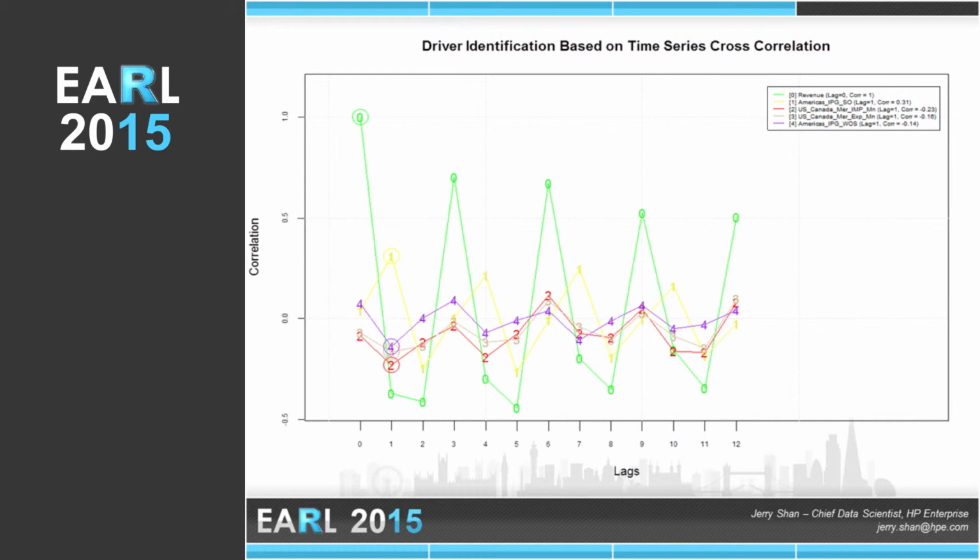So green, I have put a label. That label is 0. So this is revenue. What does that mean? So revenue with itself, the correlation. Lag 0, meaning the revenue with itself with no lags, of course, 100% correlated. So this point at lag 1, meaning this month's revenue versus previous month's revenue. You can see a very negative correlation.